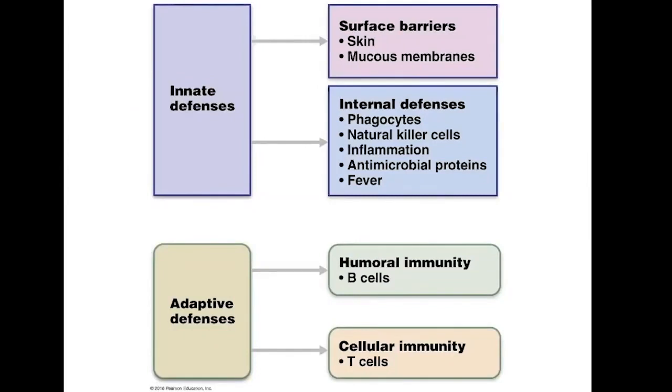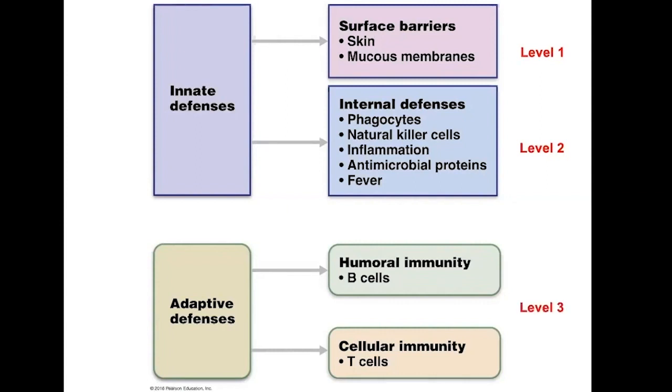Let's begin with the innate. Recall that level 1 consists of surface barriers and secretions. That's going to include your skin and your mucous membranes. If the pathogen is able to breach the surface barrier, level 2 will kick in, and this is going to involve internal defenses. We'll be looking at different types of plasma proteins and different actions that will occur within level 2, as well as the different types of cells. This will involve phagocytosis, a type of leukocyte called a natural killer cell, inflammation, antimicrobial proteins, and fever.